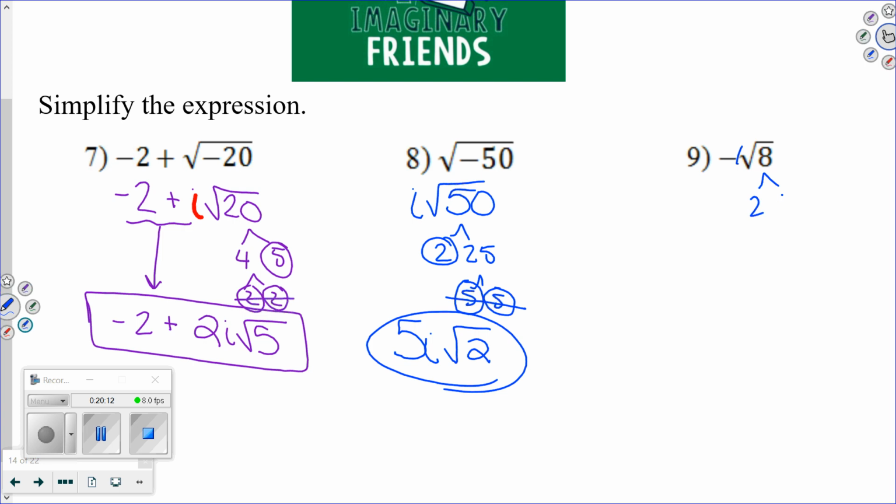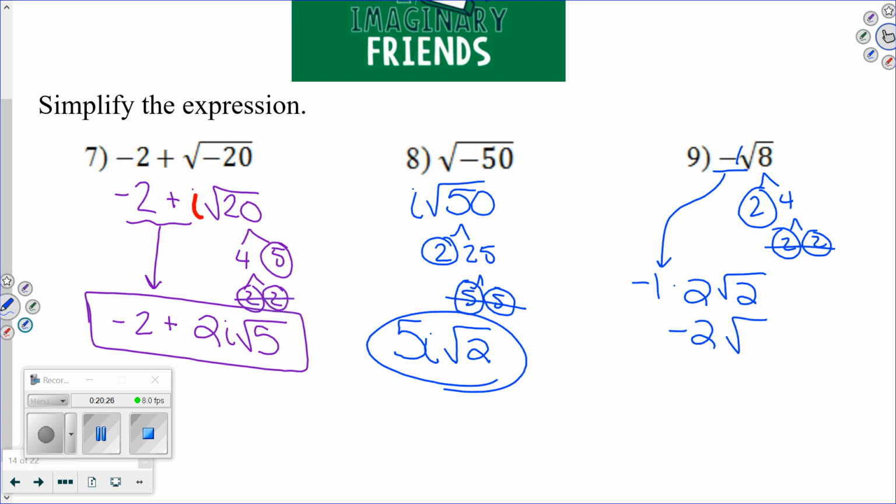So I'm going to do my factor tree here. 2 and 4, 2 and 2. Pair of 2's, which comes out. Leftover 2 inside. And then that number is going to just follow me down. So -1 times 2 is -2, radical 2. That is not imaginary because the negative is not under the radical. If you type that in, negative radical 8 in your calculator, it'd give you a decimal. It would not say non-real or imaginary or whatever your calculator told you. Non-real means imaginary.